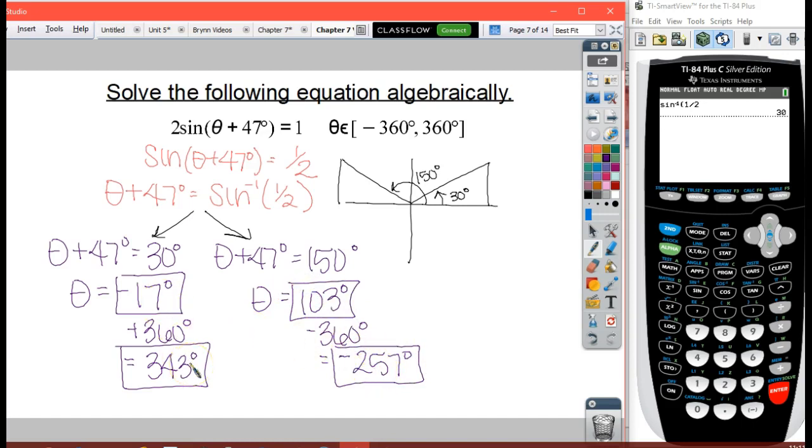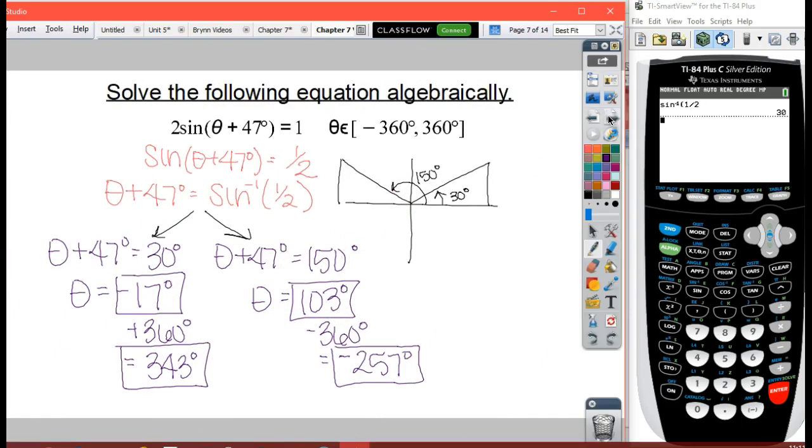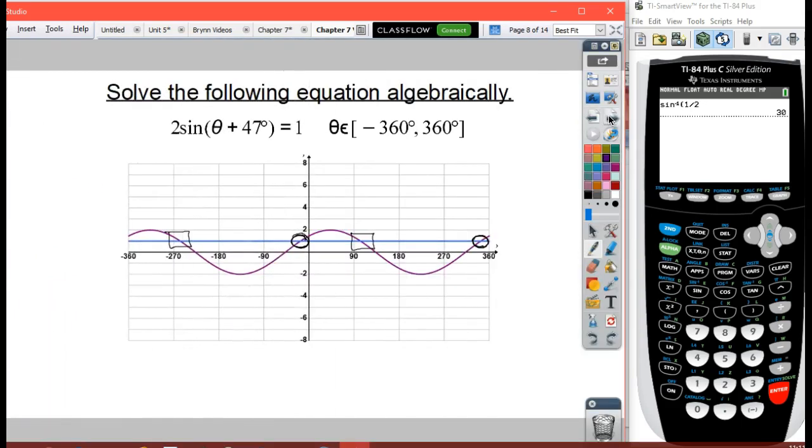You can make sure that these seem reasonable. So again, looking at your graph, sorry, wrong way. We have negative 17 degrees. That seems to be about right. Our other one was negative 257, a little bit short of negative 270. We then had 103, a little bit past 90, and positive 343, which is a little bit shy of 360. So my 4 answers seem to match what my graph says, so we're done.